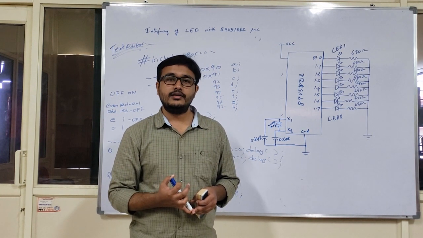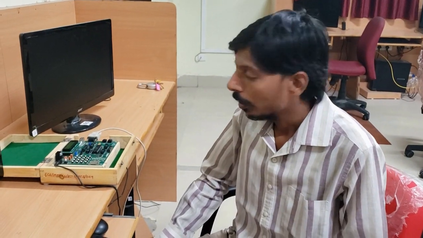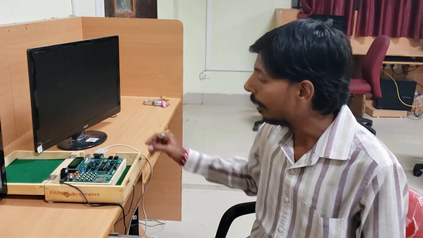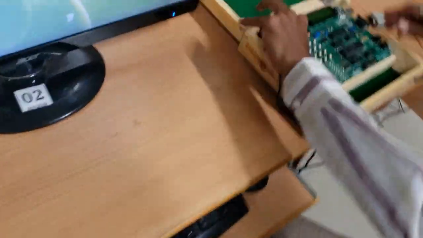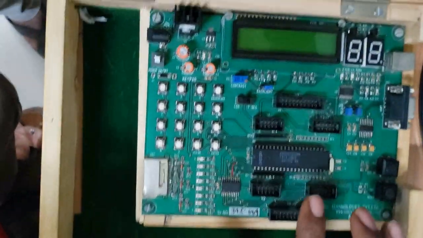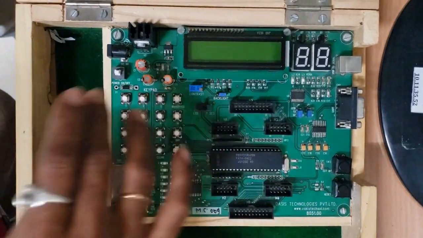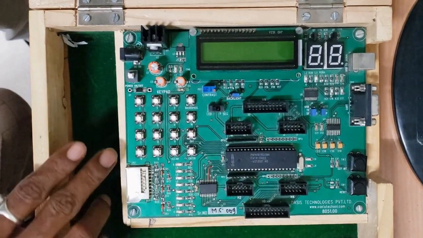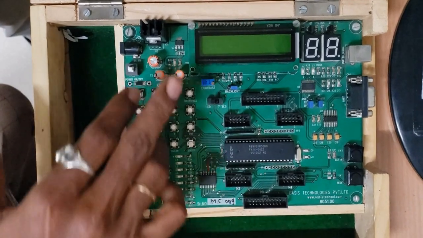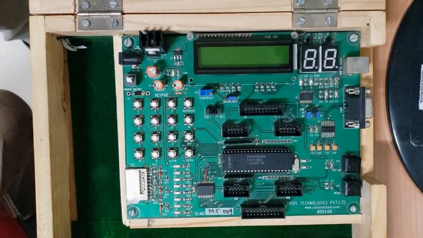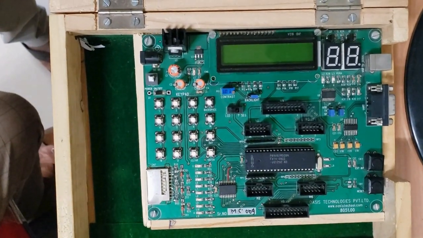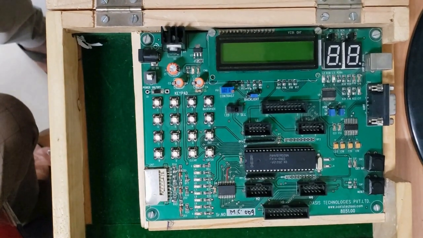Today we are going to interface our LEDs with our microcontroller 89V51RD2, and this is the board which we are going to use for our experiment, the Oasis board. Here you can see the 89V51RD2 microcontroller, and there are 4 peripherals here: keyboard, LEDs, LCD and 7-segment display on board. Apart from them, we also have some add-on boards which we will be dealing with later.